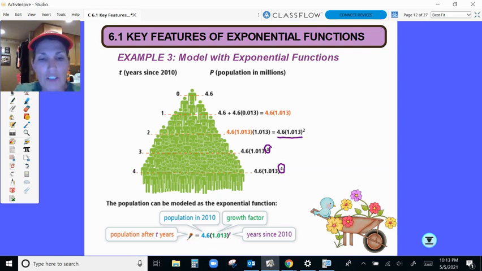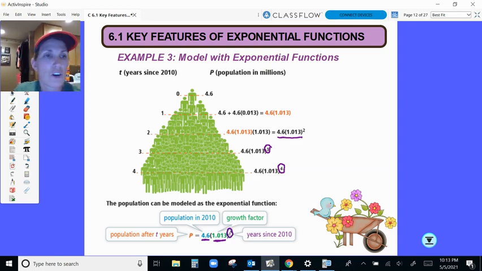My population, our ending point, equals our beginning point, where we start, times our growth factor. We're going to talk about the difference between a growth factor and growth rate in a minute. And this is my time, years since 2010.